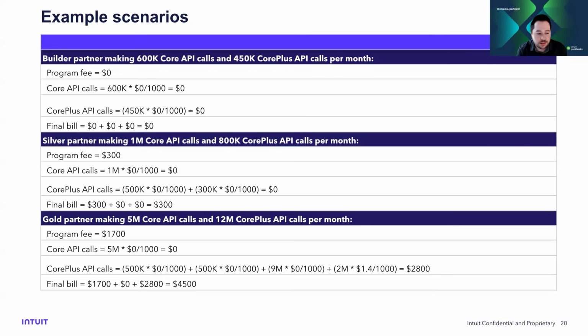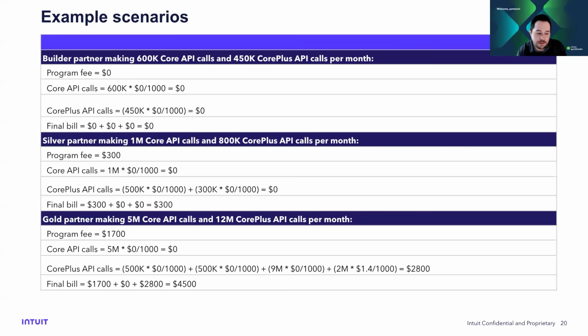And for Core Plus API calls, now we're starting to look at the tiered nature of the rate cards. So the first million is included because of the included API credits. But just to showcase how the math would look: the first 500,000 times the applicable amount, in this case 0, plus the excess in the next tier times the applicable amount equals 0 in this case, for a final bill of 300.